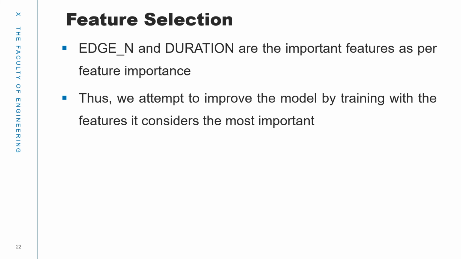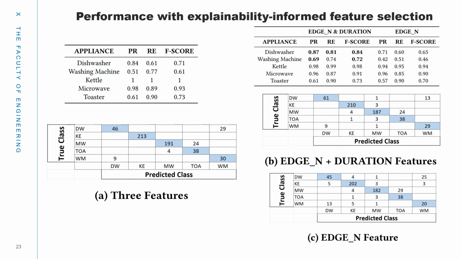In this section, we try to improve the model by training on the features the model deems important. The table on the upper right corner shows the result of the model that is trained with only the two important features. First, we train the model with HN and duration. Then we train the model with HN alone. Improved performance has been highlighted in bold. The table in the upper left corner shows the results of the classifier when trained with all three features. As previously discussed, we first start with HN plus duration.